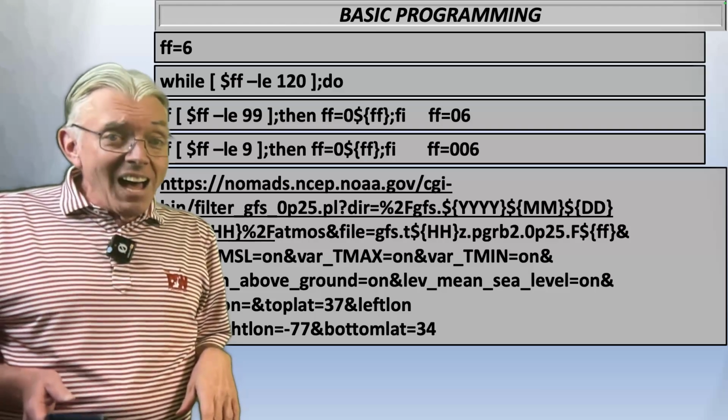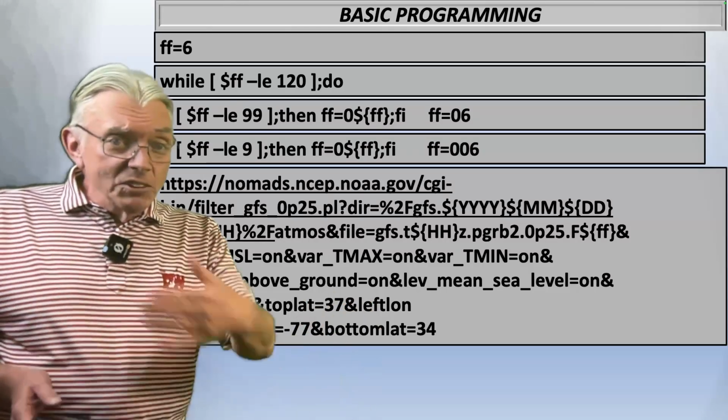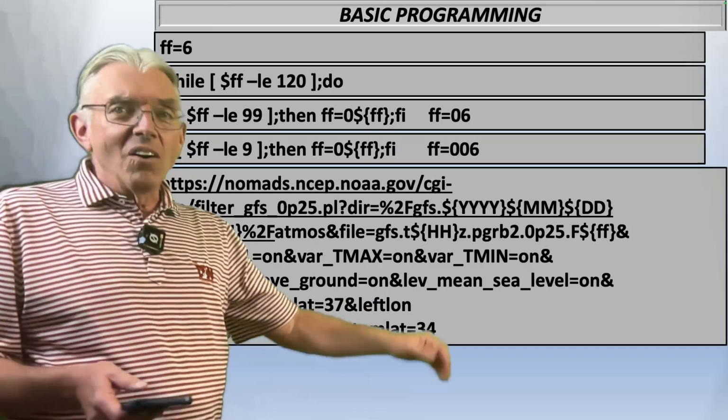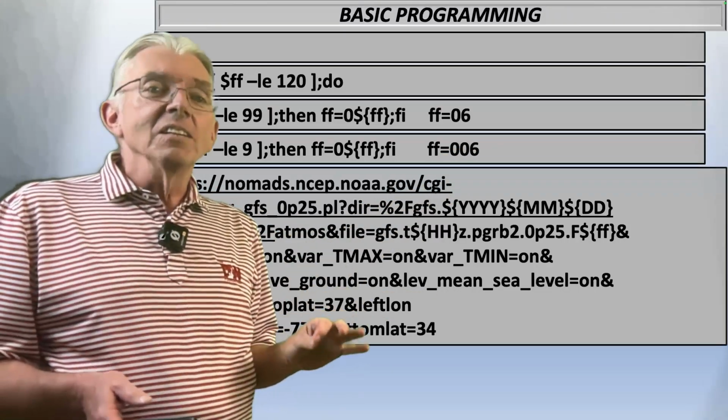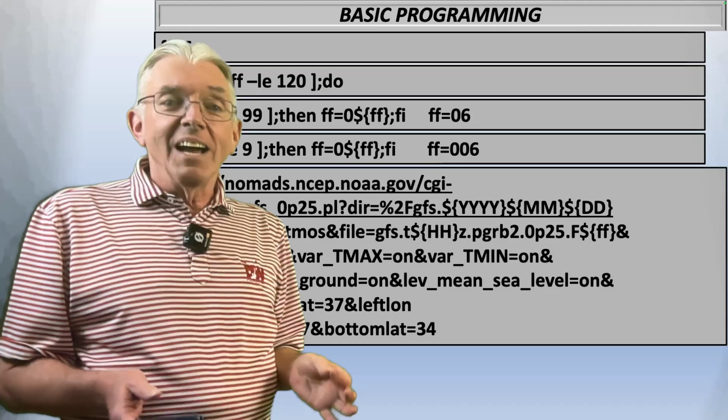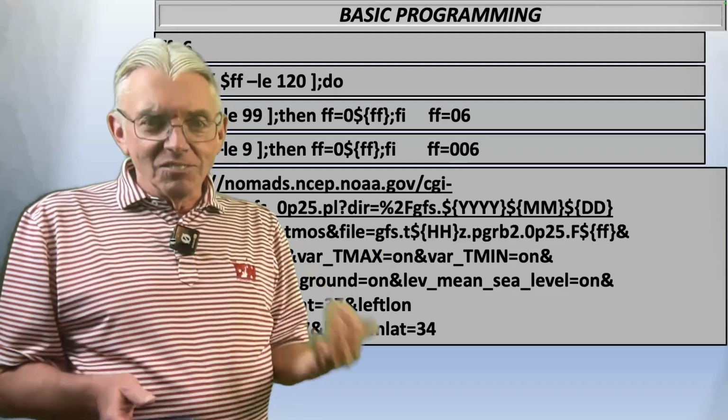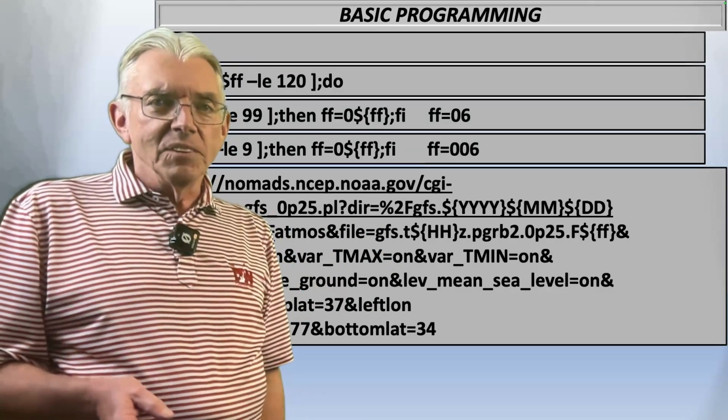Is it less than 9? And if it is, put another 0 in there, okay? So now F is equal to 006, which means in the URL, the computer will be happy and say, I know what he means now, and go ahead and download that data, okay?